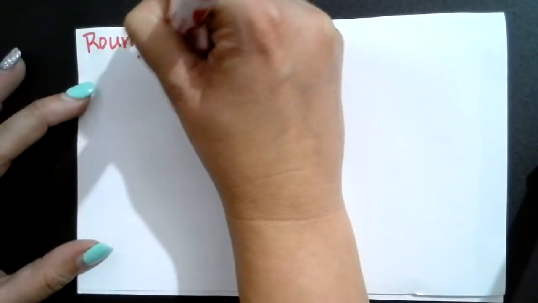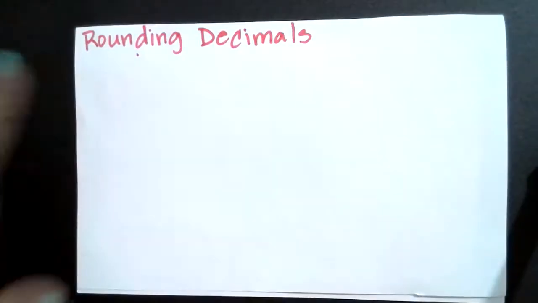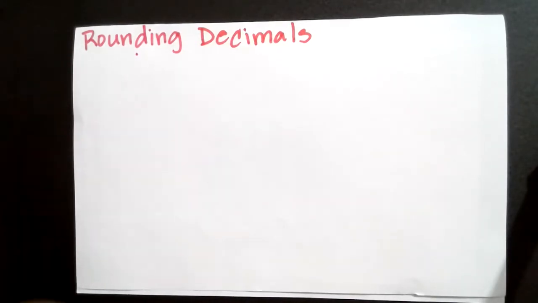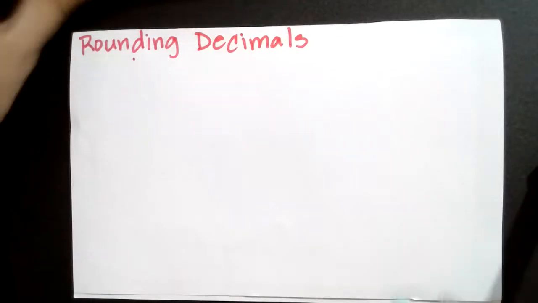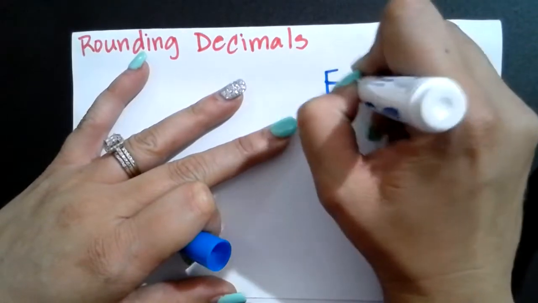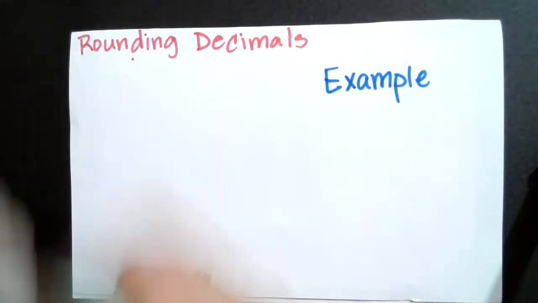Okay. So we are rounding decimals. Write that just up top. Rounding decimals. All right, so I'm going to give an example over here, and then we are going to put the steps on this side for it, and then we'll work some on the inside. So here is our example, and here are our steps. We'll put those in green.